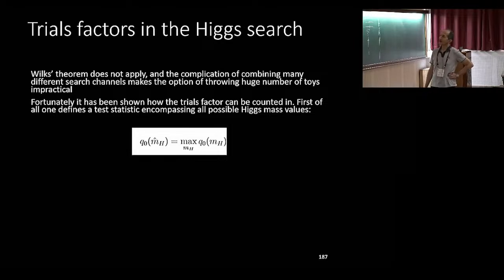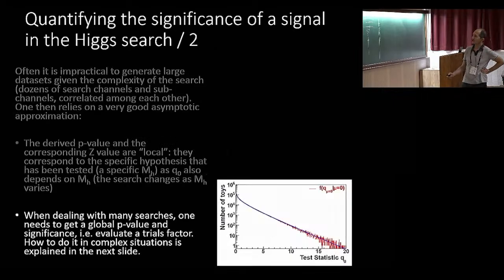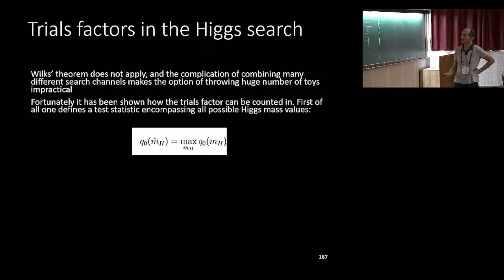And then I was telling you about Gross and Vitells' way to derive the trials factor for the Higgs search. The way to do this is to define a test statistic that describes all the possible mass values that you have tested. And this is the max of the Q0 that you have seen for all the possible hypotheses that you have tested. So you have this Q0 test statistic in every search that you made, and they can be small or larger, and you take the maximum, so the one that is farther out in the tail of the distribution.